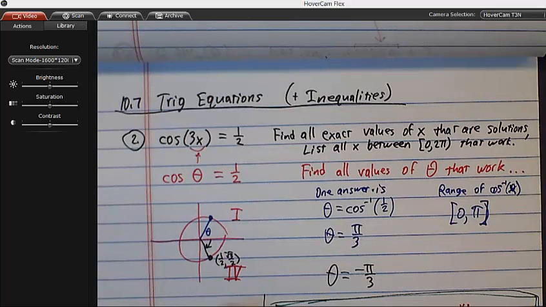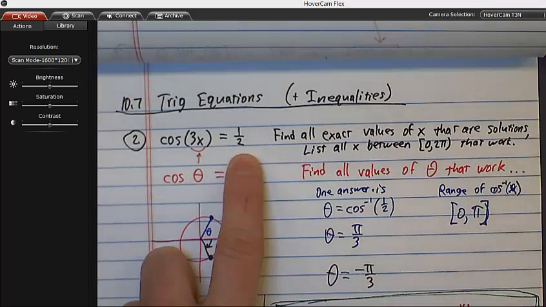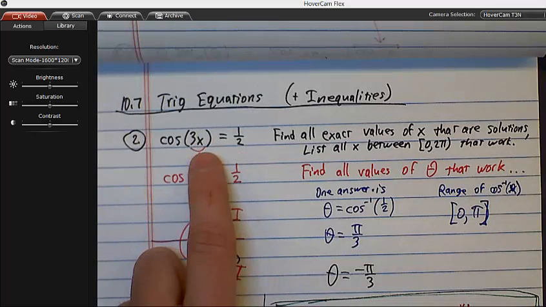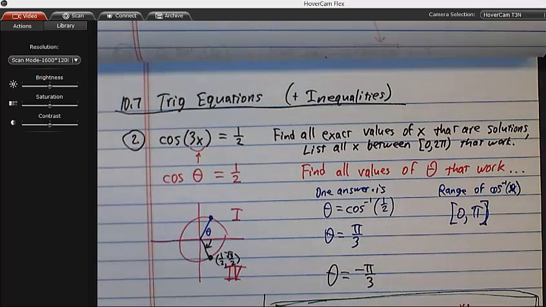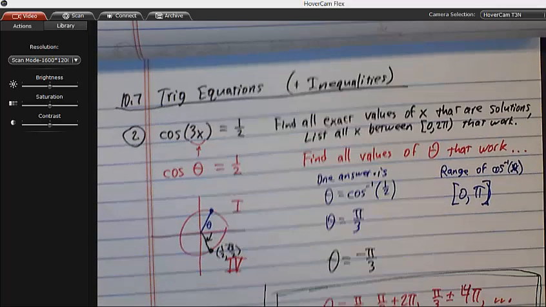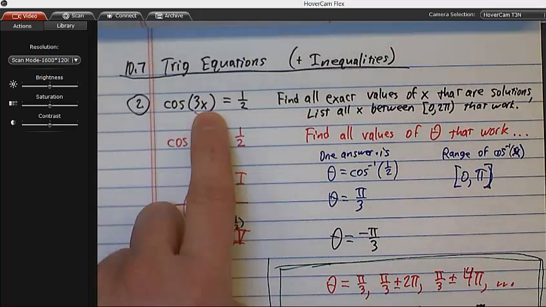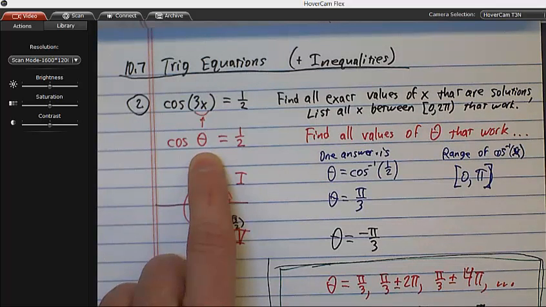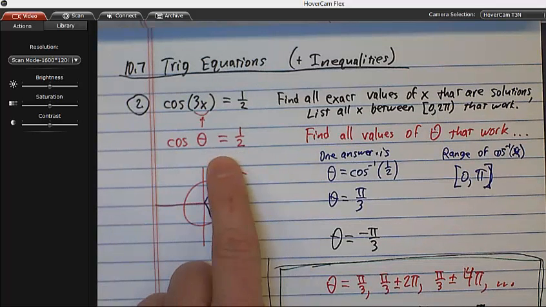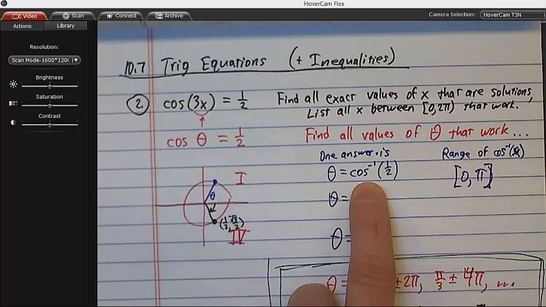When I write the cosine of 3x is 1/2, I want to find all the values of x that'll solve this equation. And there's a lot. What I can do is replace the 3x with theta. And I understand that there's a lot of solutions to this equation. That's something we've been talking about lately. One of them is the arc cosine. And how do you get the other ones?